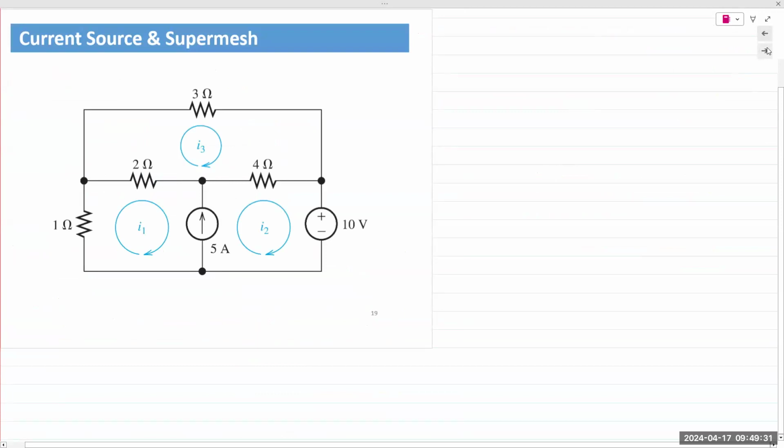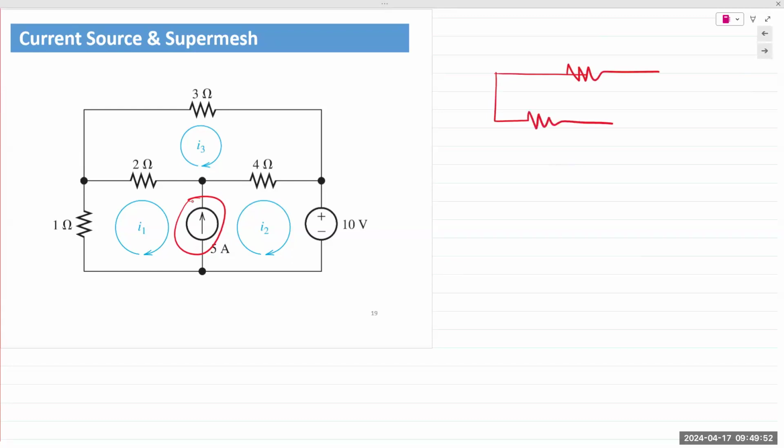Then let's call on super mesh. Like supernode, it is just a technique. If you have a current source, especially in one of the meshes or in a shared mesh, it could be anywhere, in a shared mesh or outside a shared mesh. This could just as easily be two current sources. Super mesh is a shortcut.